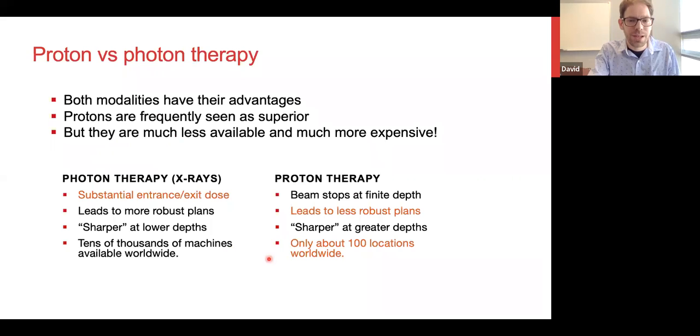Let me just draw attention to the last line. Photon therapy is what you can get basically everywhere where radiotherapy is administered. Proton therapy is administered at about 100 locations worldwide. So this is much more expensive and much less available. So even though many patients would benefit from proton therapy, it's simply not possible to give them all proton treatments.